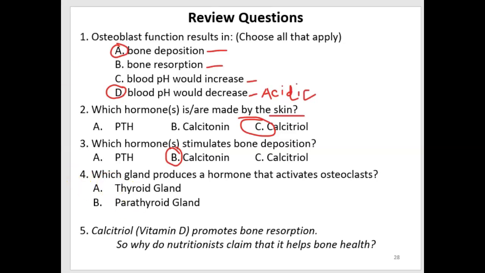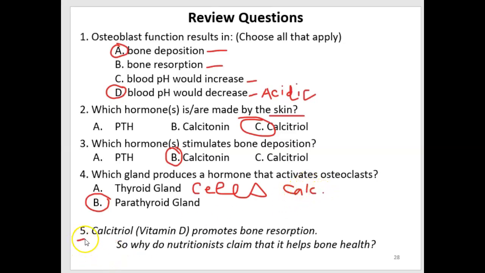Okay, and number 4, which gland produces a hormone that activates osteoclasts? And that should be, which one? Parathyroid hormone. The thyroid gland has C cells that make calcitonin.